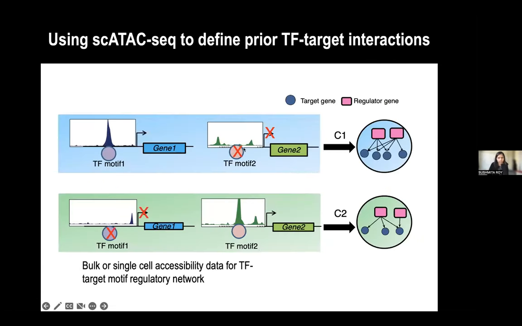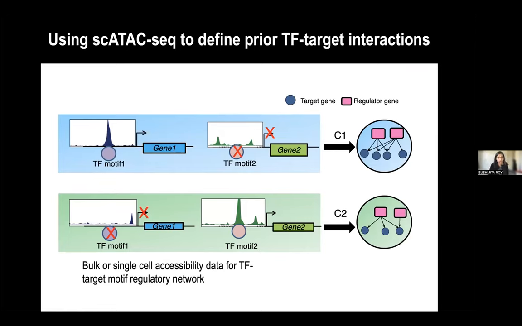And the way we use the accessibility, very briefly, is really to impose cell type specific priors. But if you don't have accessibility data, or if you have only bulk accessibility data, you can still use it. It may not be cell type specific, but what we want to emphasize is that accessibility alone is not going to give you a GRN.